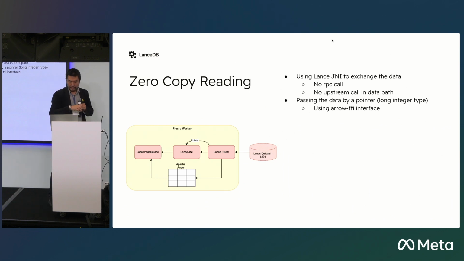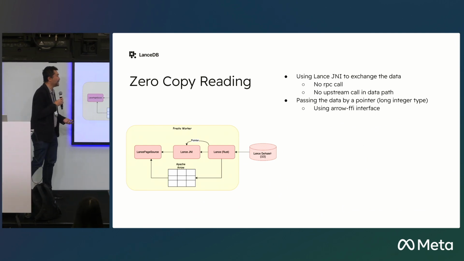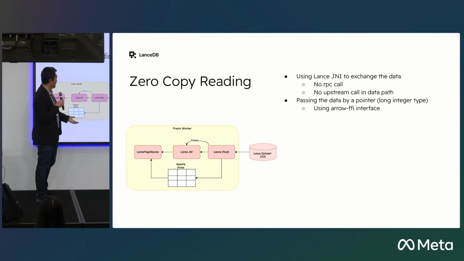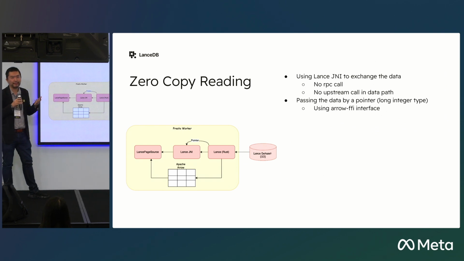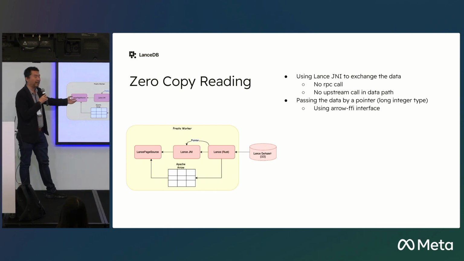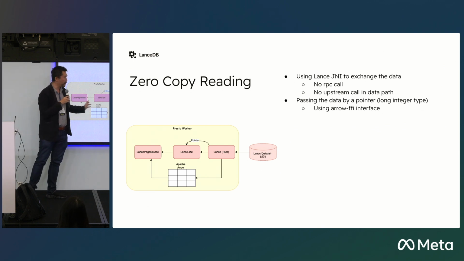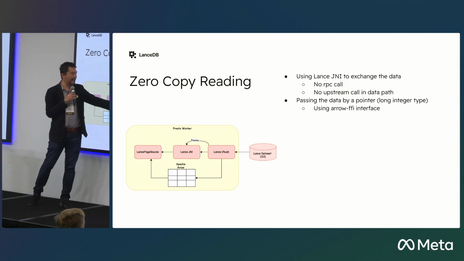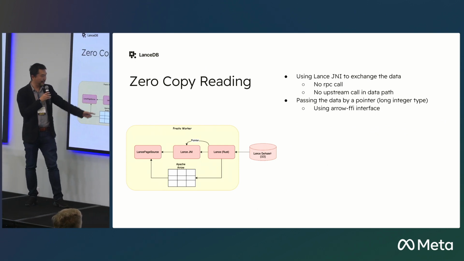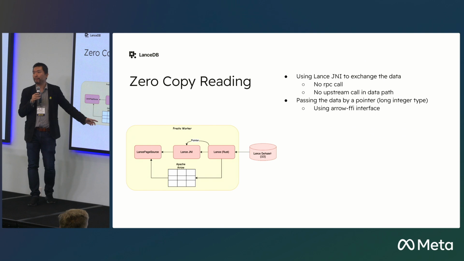And on the other side, Lance is using Rust, and in Presto, if you know about Presto, internally we are using something called Page. That's the data component in Presto. So we need a bridge between these two. And Lance can construct the data into Apache Arrow format. It's a pure memory format.